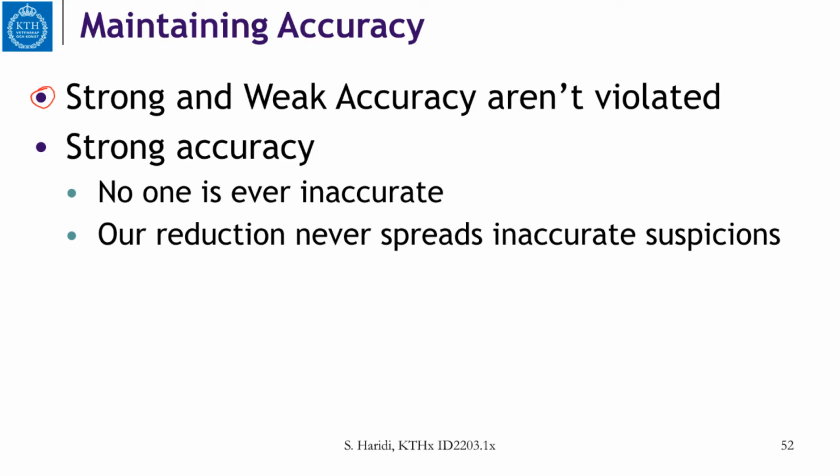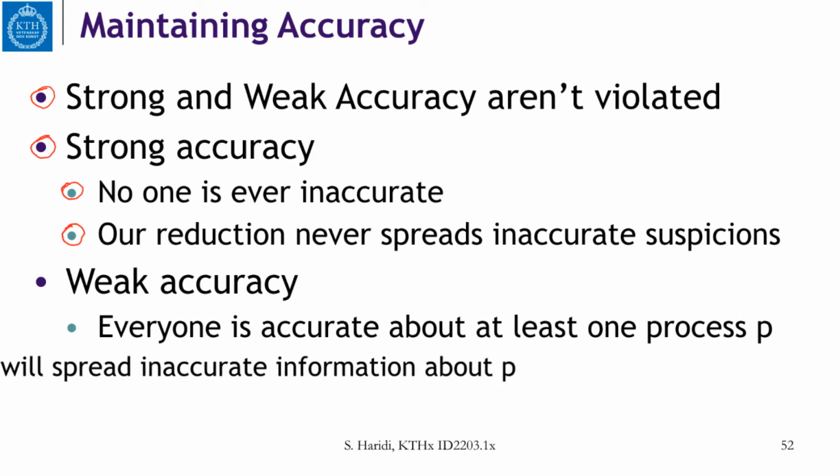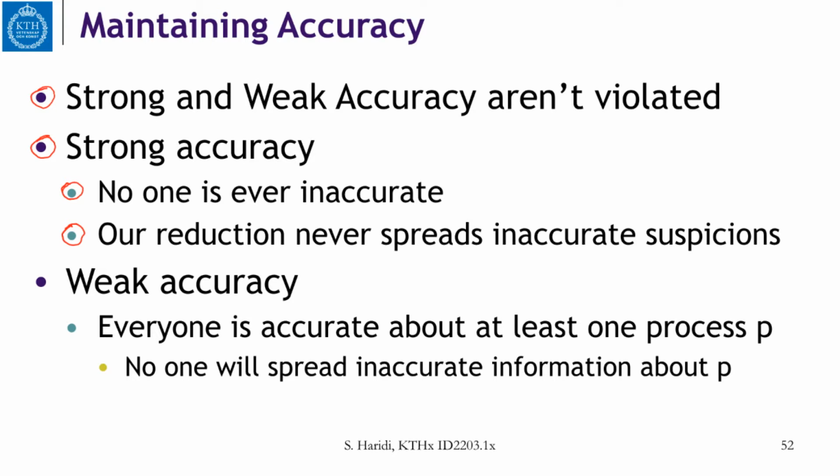First, strong accuracy. Whenever a process disseminates its suspicion list, it is never inaccurate. So no one is ever inaccurate. Thus, our broadcast never spreads inaccurate suspicions, and therefore we maintain strong accuracy. So let us look now at weak accuracy.